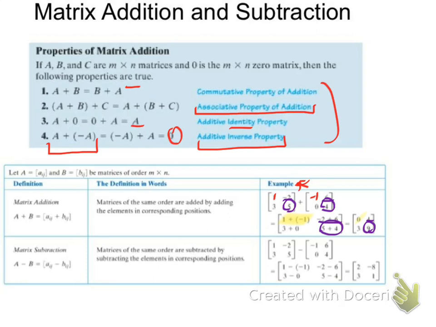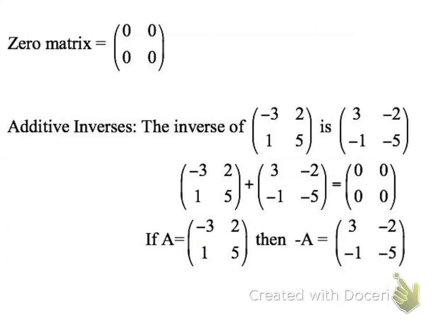Subtraction is also very logical. Of course, then you're just subtracting. I don't have many examples of this because it really is that simple. The zero matrix is just a matrix with zeros in all the spots. The order will depend on the matrix you're trying to add it to, but it's not going to change anything, right? But additive inverses, of course, everything has to be opposite.